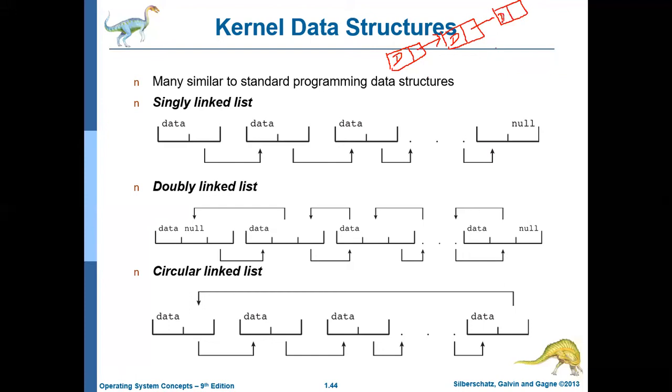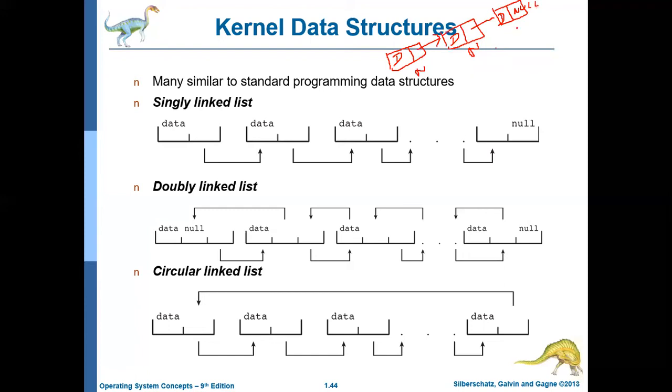Each one is a node. This is a node, this is a node. Everything is a node. Finally, if this is the last node of the linked list, then it will have a null pointer, which means it is not pointing anywhere.